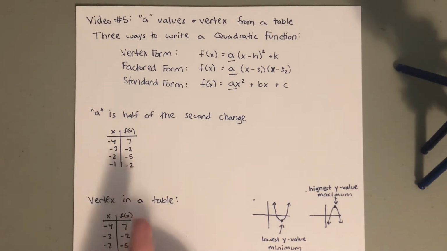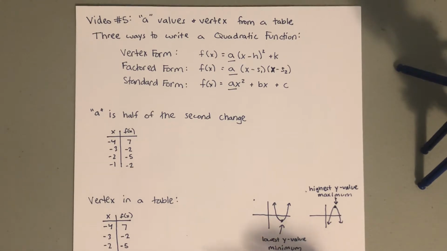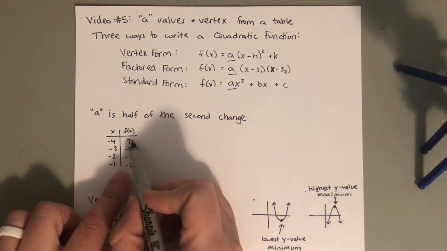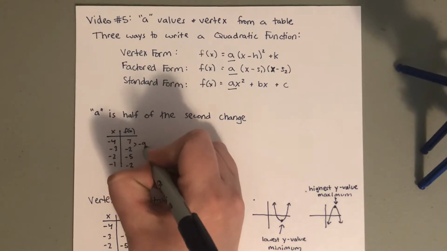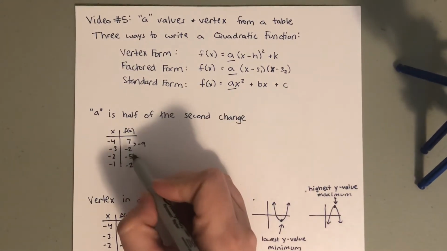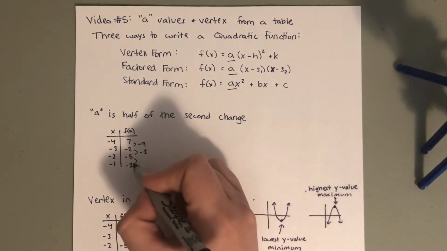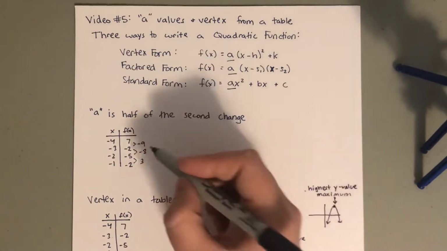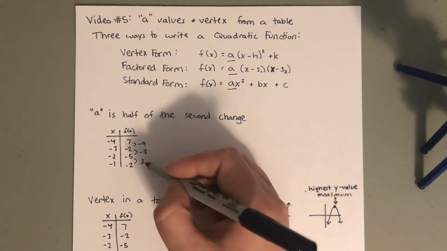When we're looking at a table, if we can find the second change, A is really just going to be half of that. So for example, if you're looking at this table right here, the first change from 7 down to -2 is -9. From -2 down to -5 is -3. And from -5 back up to -2 is +3. Not linear, those are not the same, but now we can take the change of those numbers.